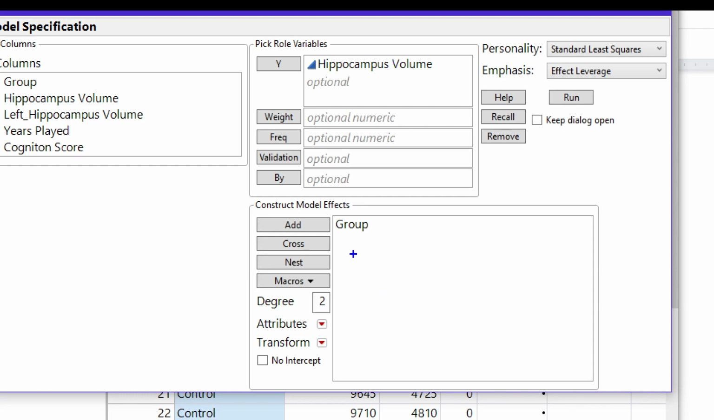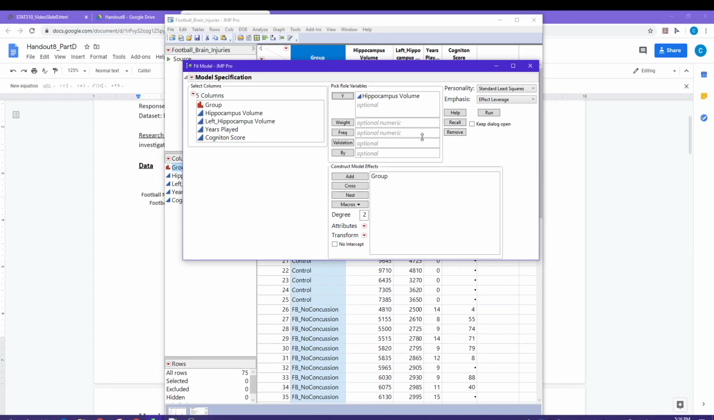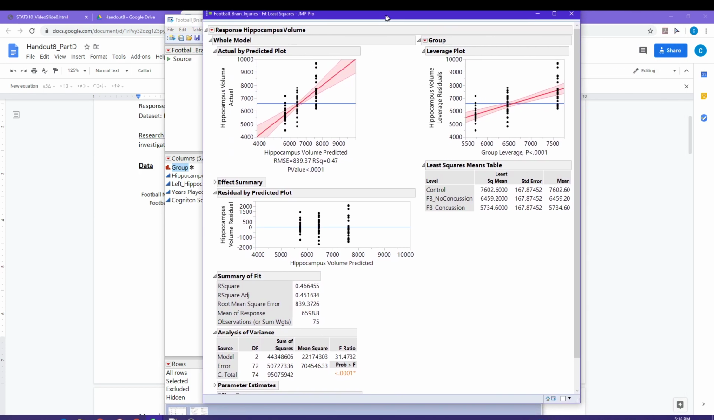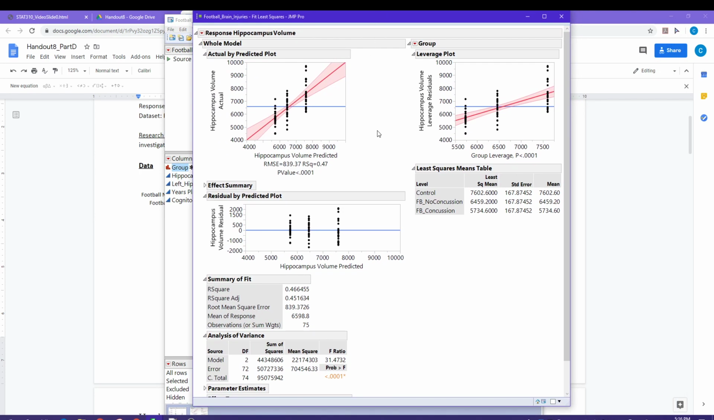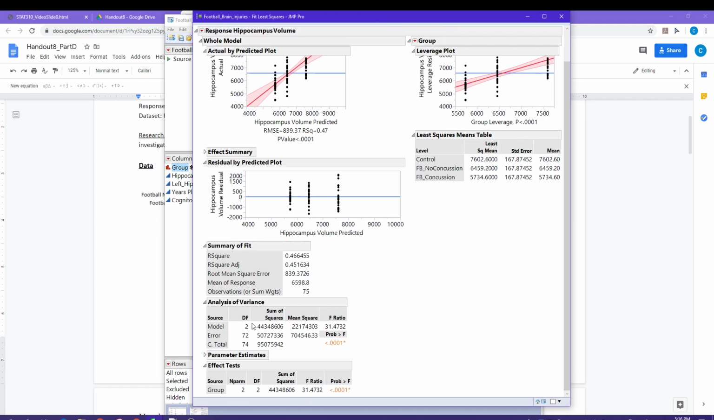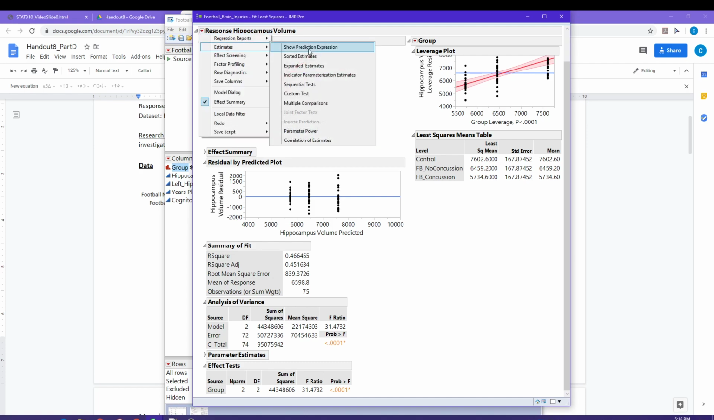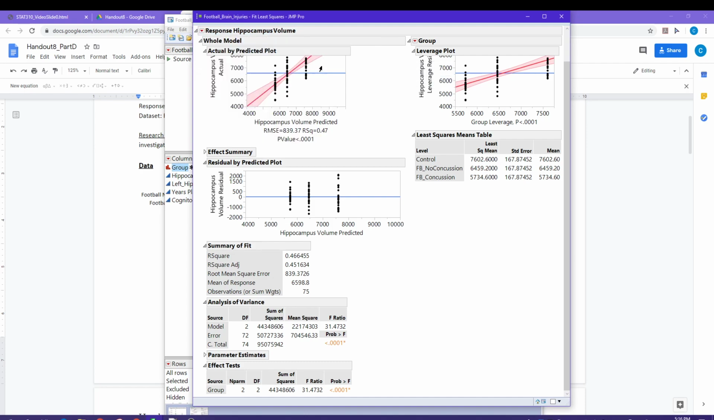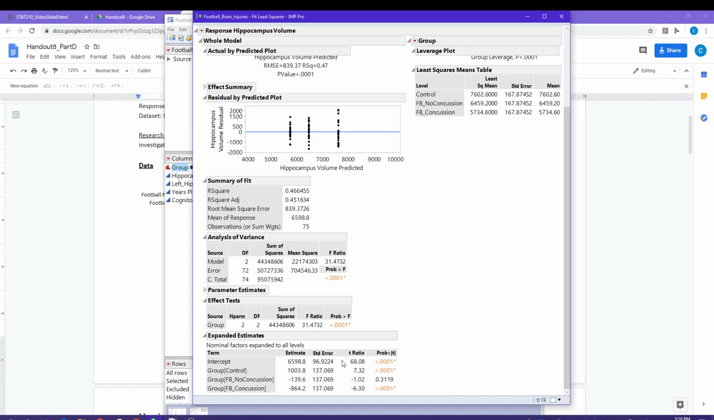Once we have that specified, we're going to click Run up here in the corner. Go ahead and hit Run, and I got all of our output. We're going to want to select or look at the analysis of variance output here, and we also are going to want to select our expanded estimates. So those are going to provide some additional detail.